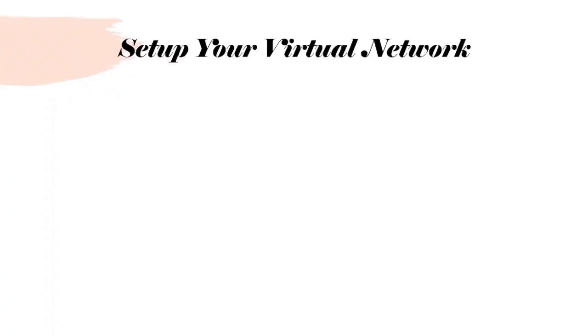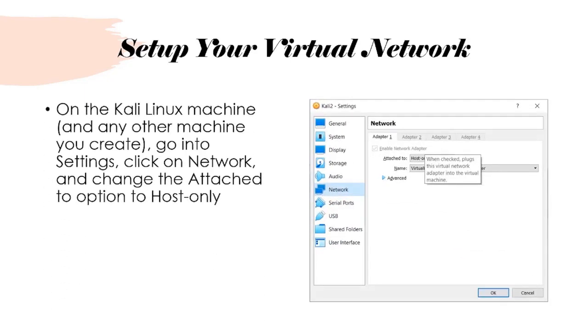Okay, so now let's go through actually how to set up our virtual network so our machines will be able to talk to each other and our laptops can actually talk to our virtual machines. So what you're going to want to do on a Kali Linux machine in the VirtualBox window is right click it again, click on settings, and then click on network and change the attached to option to host only, all right?